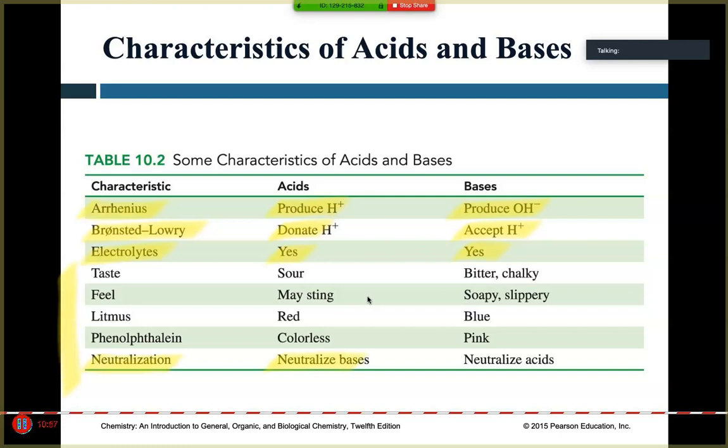We'll talk about neutralization reactions, and I mean, they only come in one flavor. Acids react with bases. So acids neutralize bases, that's what we see on the bottom, and then bases neutralize acids. It just means the same thing. And I think most people are familiar with that.